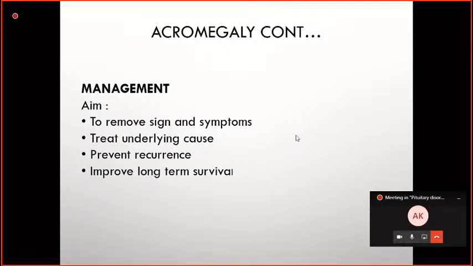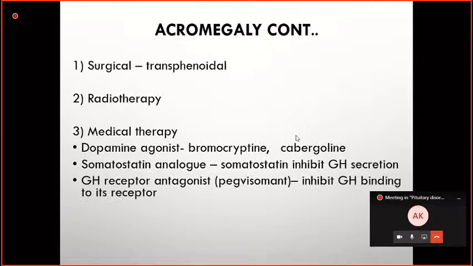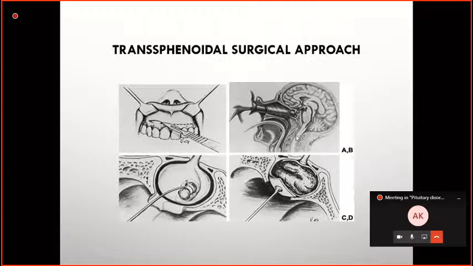So management, you want to do surgical, radiotherapy, or dopamine medical therapy. One of the ways is you want to give somatostatin. You can give GH receptor antagonist. You can also give dopamine agonist, which is found to also cause inhibition of your growth hormone. This is how they do a transsphenoidal surgical resection of your pituitary. Remember, it goes through your sphenoid sinus.